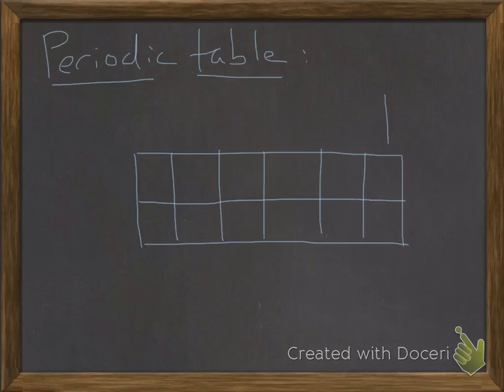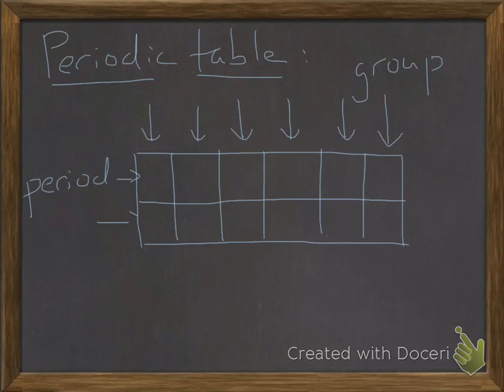Each column of the periodic table is called a group. Each column is called a group, and they're numbered: Group 1, Group 2, Group 3, Group 4. And the rows are called periods: Period 1, Period 2, Period 3, Period 4. You need to know that the columns are called groups, and the rows are called periods.